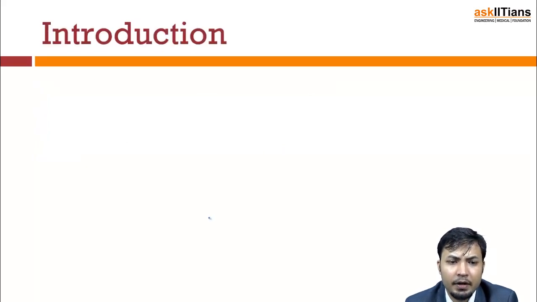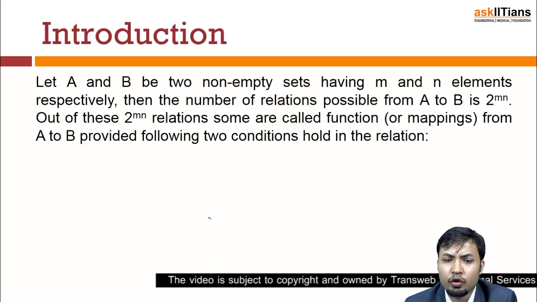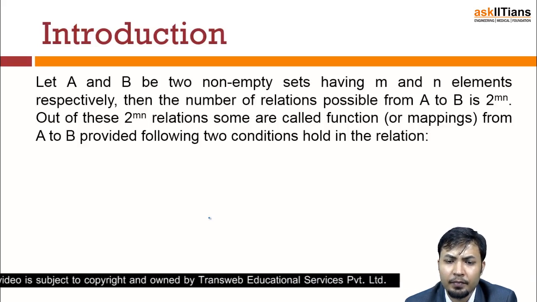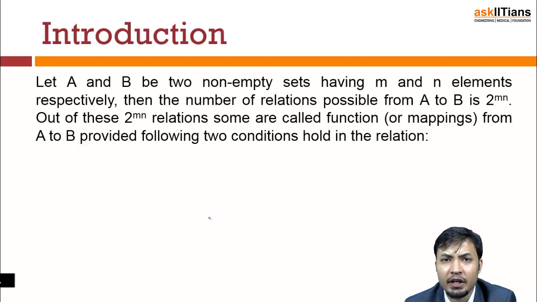Now first of all, let there be A and B, two non-empty sets, having m and n elements respectively. Then the number of relations possible from A to B is 2 to the power mn. Out of these 2 to the power mn relations, some are called functions, also known as mapping from A to B, provided the following two conditions hold.